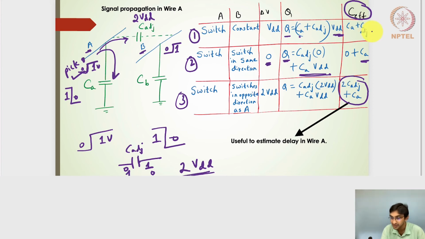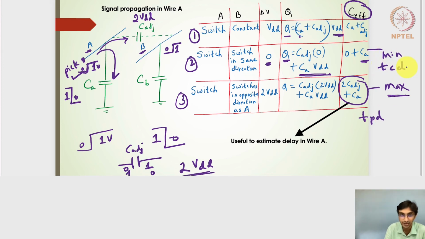So notice that we have got 3 cases. In one case, it is the minimum C adjacent, and in another case, it is the maximum. The maximum effective capacitance will be useful in estimating the propagation delay, whether it is falling or rising, and the minimum one should be useful in calculating the contamination delay, falling or rising, right? Because less capacitance is likely to have less delay.